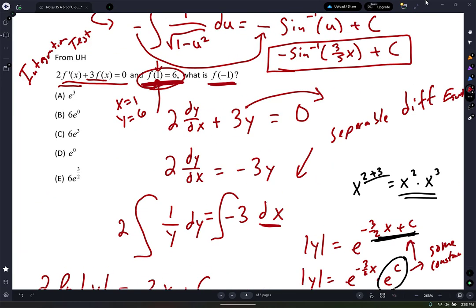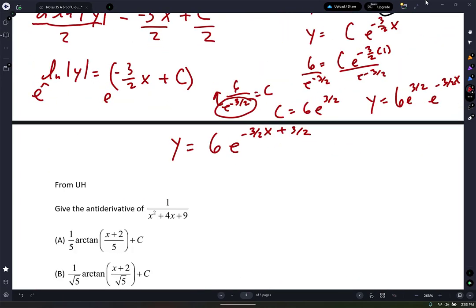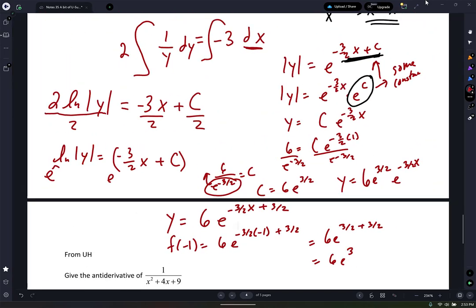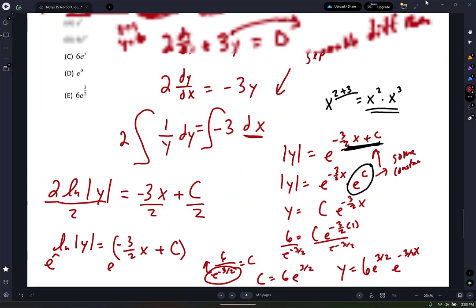F of negative 1. So I come back, and I say f of negative 1 equals 6 e to the negative 3 half times negative 1, which is negative 1, right? Plus 3 halves. Negative times a negative is a positive. So 3 half plus 3 half, so I have 6 over 2, so 6e to the third power. I come back and I look for 6e to the third power.